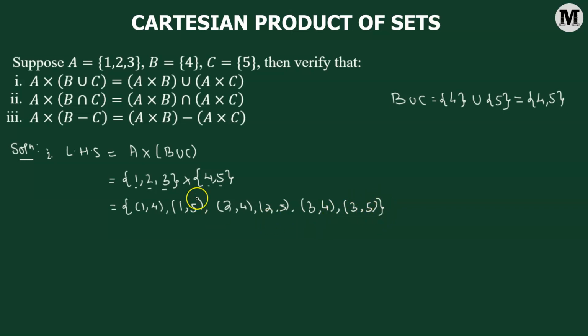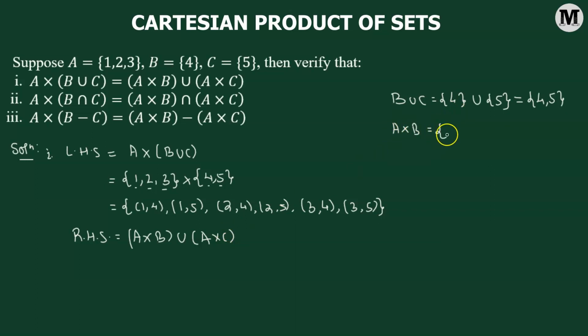Okay, so this is the left hand side. So we are getting an ordered pair 1, 2, 3, 4, 5, 6. There are 6 ordered pairs. Let's see that this is also equals to the right hand side. So on the right hand side, we need the Cartesian product of A and B. We'll have to obtain that separately, and we'll have to find its union with the Cartesian product of A and C.